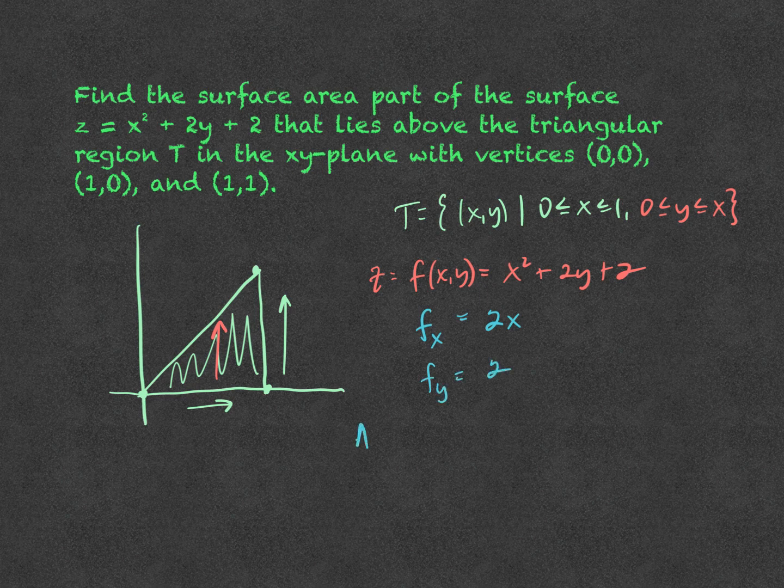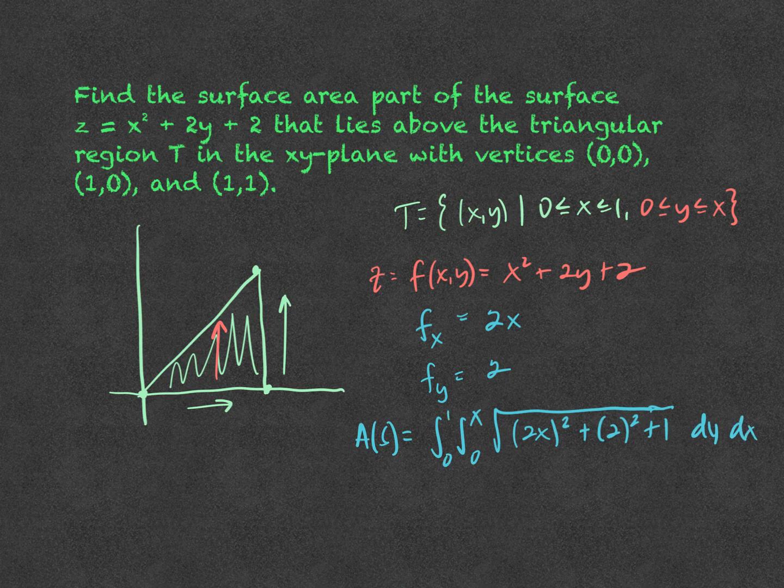So then the area of our surface is going to be the double integral over the region. Let's go ahead and space those double integrals accordingly. And I have the square root of (2x) quantity squared plus the derivative with respect to y, which is 2, quantity squared, plus 1. And then when you look at your bounds, your y goes from 0 to x. So I'm going to have to do dy first, and then 0 to 1. So we're going to do dx next.